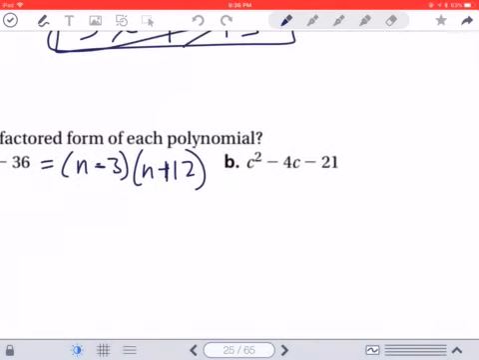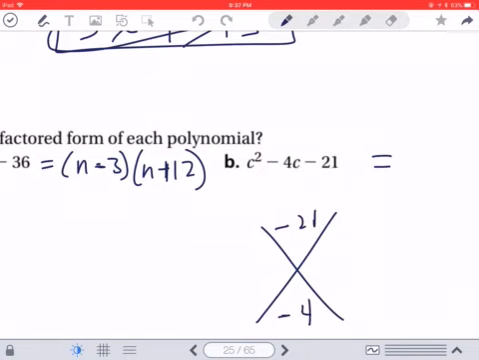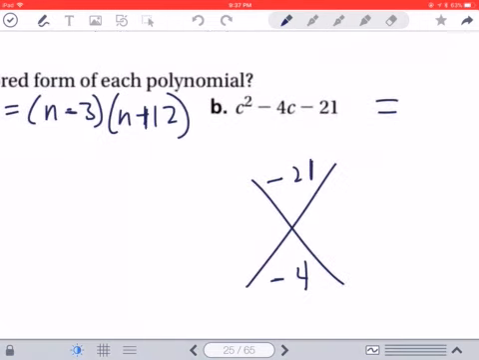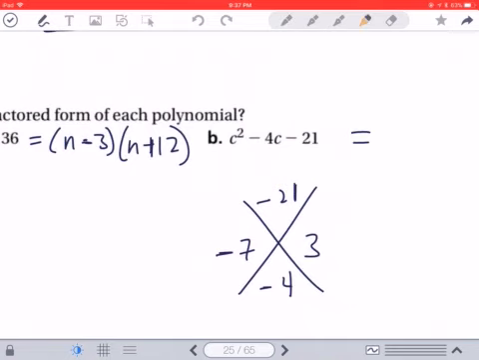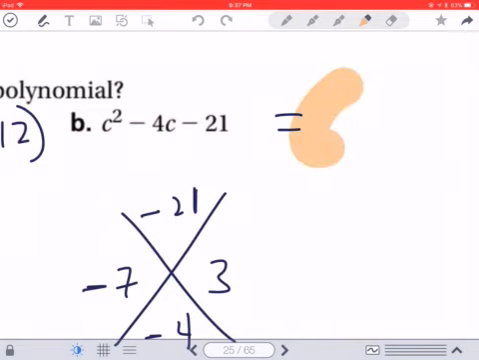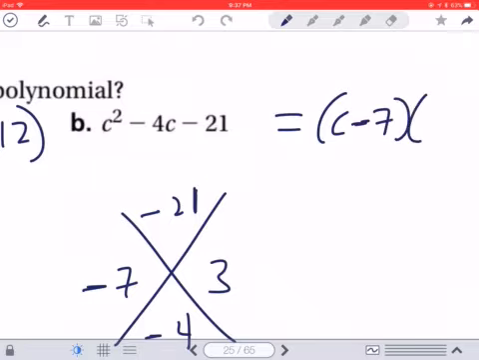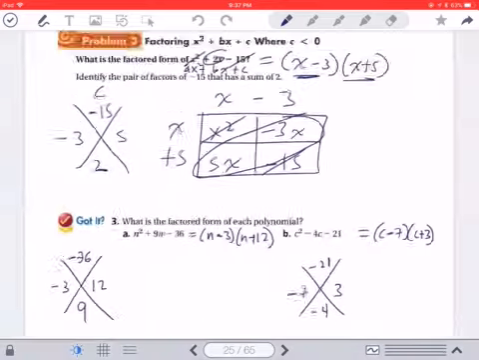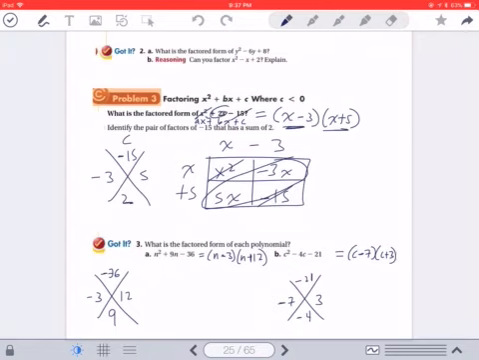Okay, the next one. What multiplies to negative 21 and adds to negative 4? Well, that would be a negative 7 and a positive 3. Negative 7 times 3 is negative 21, and negative 7 plus 3 is negative 4. Okay, so I know that that's going to factor into c minus 7 and c plus 3. All right, we're going to stop there. So that is 8-5.